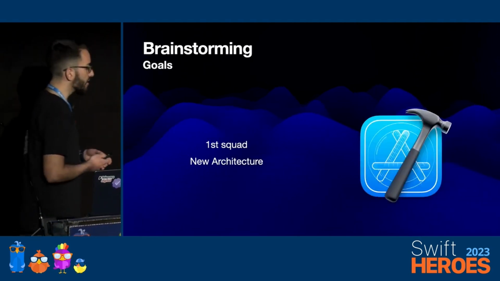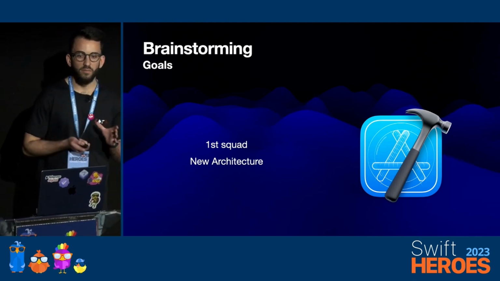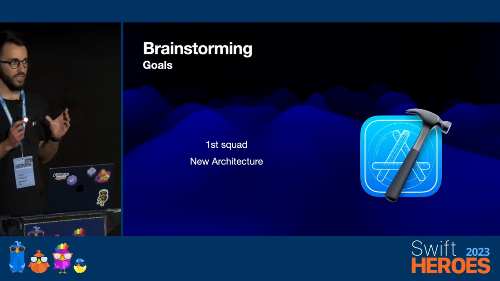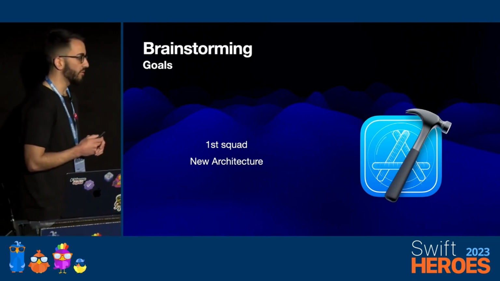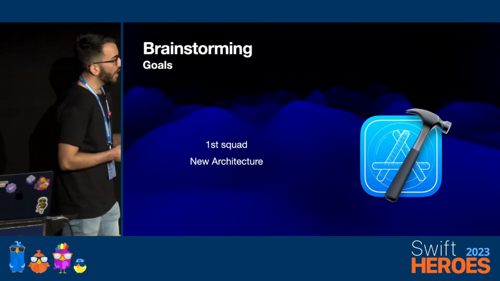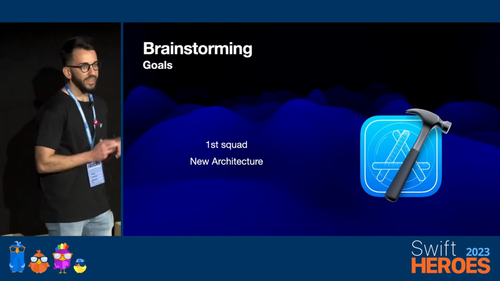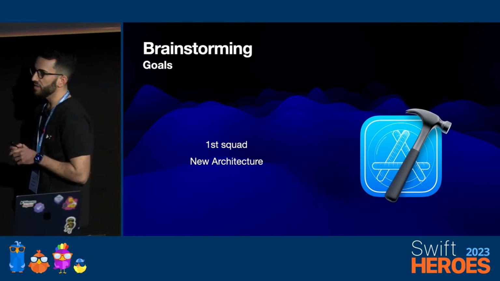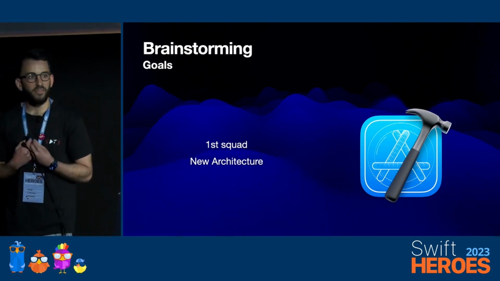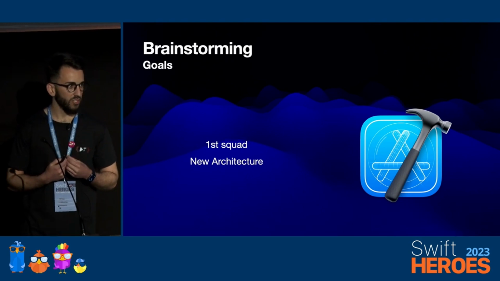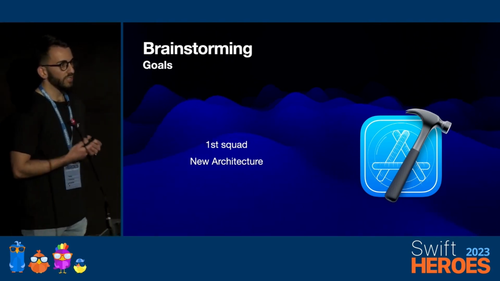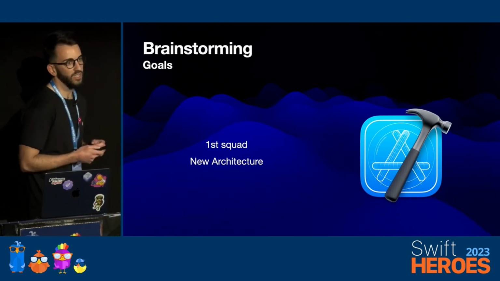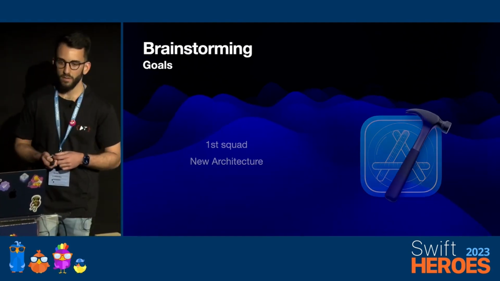So, the first squad was tasked with finding a new architecture that allows for modularization, is compatible with SwiftUI, and maintains compatibility with Katana and Tempura. This was important because we didn't have enough time to build the app from scratch, and the code base wasn't old. Maintaining a large code base is a challenge that all teams face.